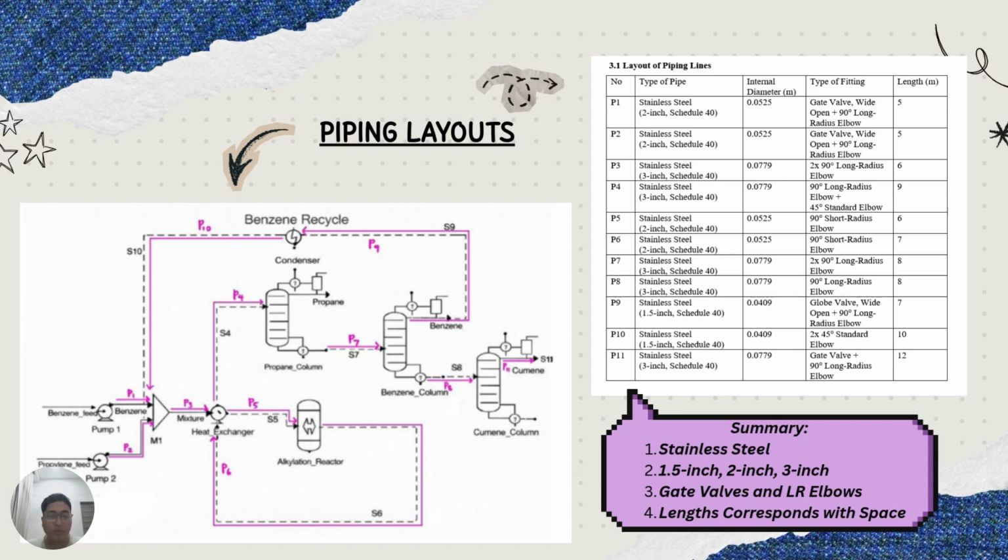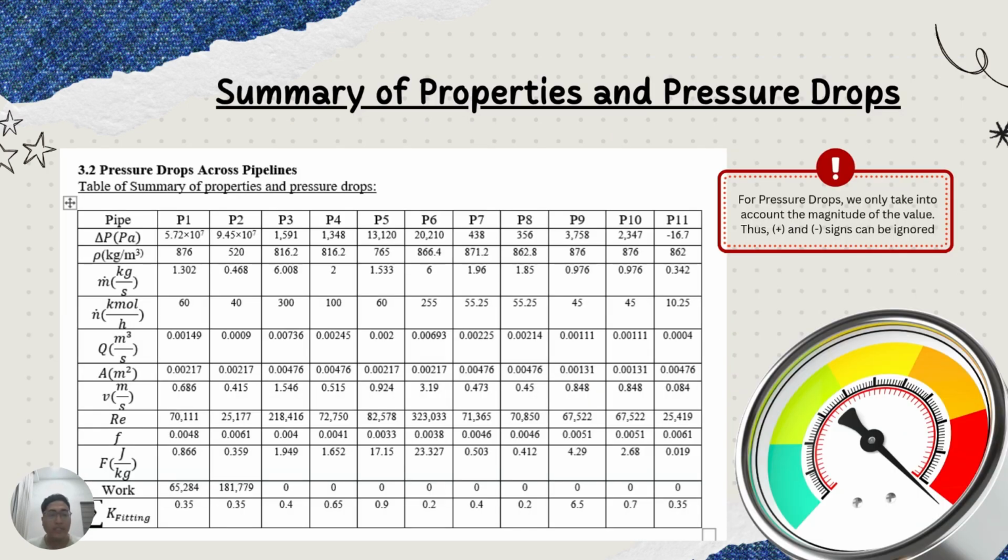Regarding components, we have mainly integrated gate valves for unobstructed flow and long radius elbows to minimize resistance, among other components. And regarding spacing, our pipe length ranges from 5 to 12 meters to provide adequate clearance between major process units. Now, this table provides a comprehensive summary of our fluid properties and calculated pressure drops.